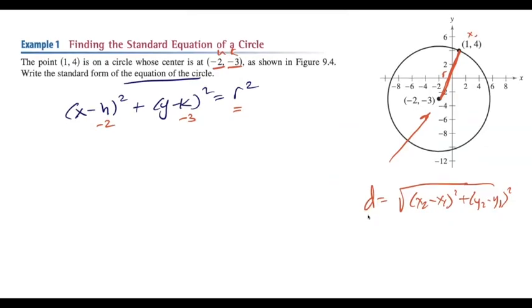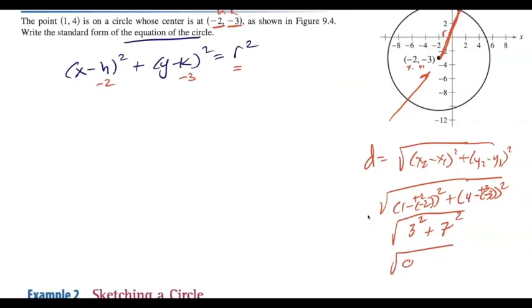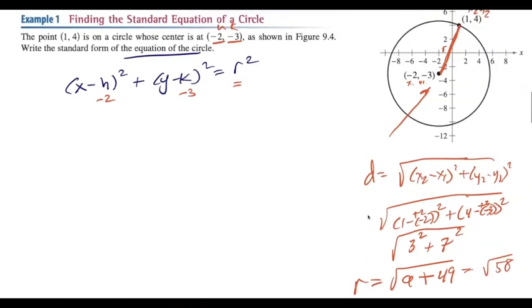This would be my x2, y2, x1, y1. I would get (1 - (-2))² + (4 - (-3))². Double negative makes that a positive 2, I get 3 squared. Double negative, that makes a positive 3, I get 7 squared. So you get the square root of 9 plus 49, so the square root of 58. That's my r. Now that we have everything we need, let's plug it all in.